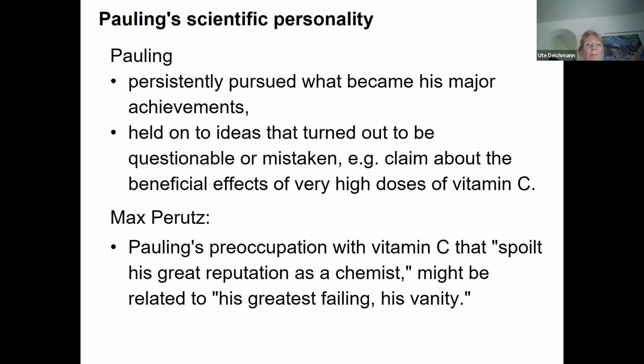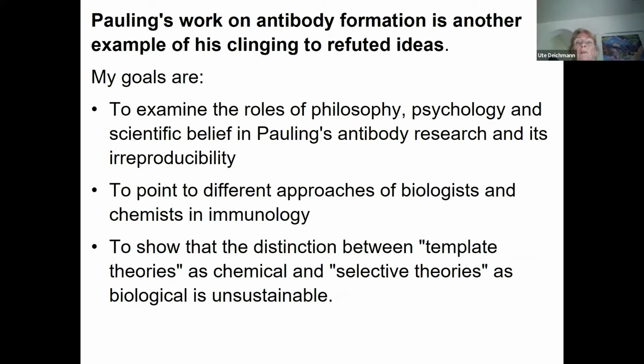Pauling's work on antibody formation is another example of his clinging to refuted ideas. My goals here are threefold: first, to examine the roles of philosophy, psychology, and scientific belief in Pauling's antibody research and its irreproducibility. Second, to point to different approaches of biologists and chemists in immunology. And third, to show that the distinction between template theories as chemical and selective theories as biological is unsustainable.